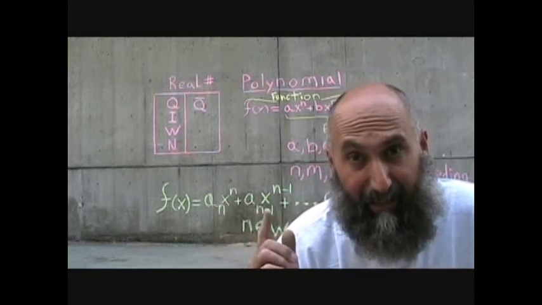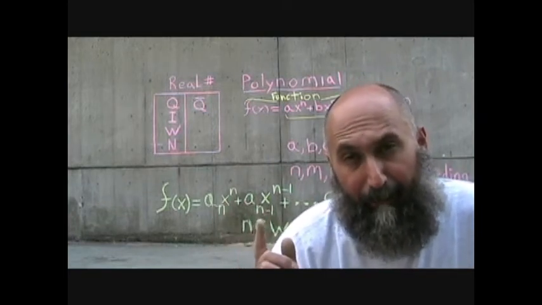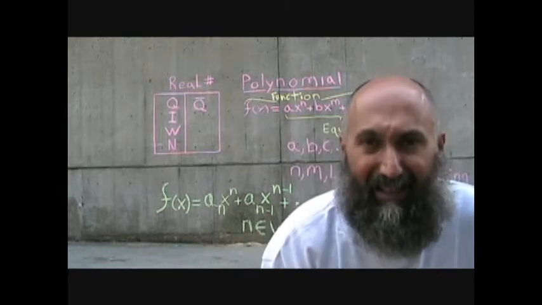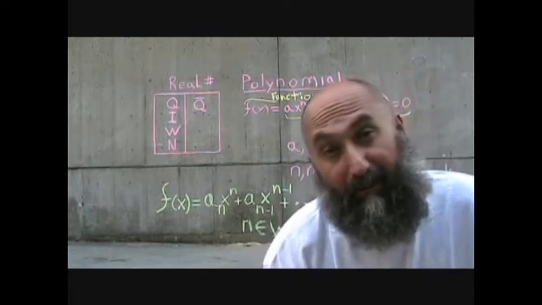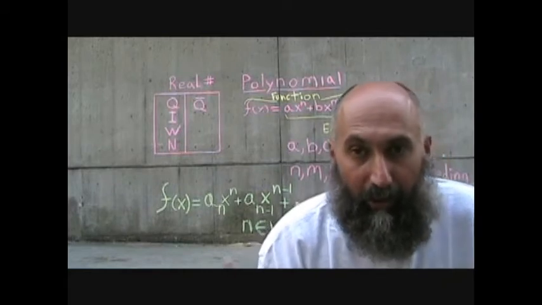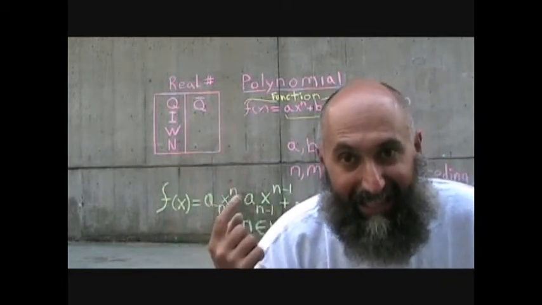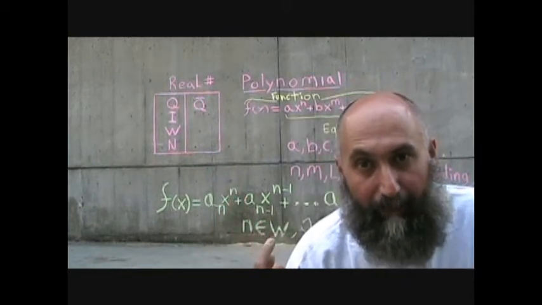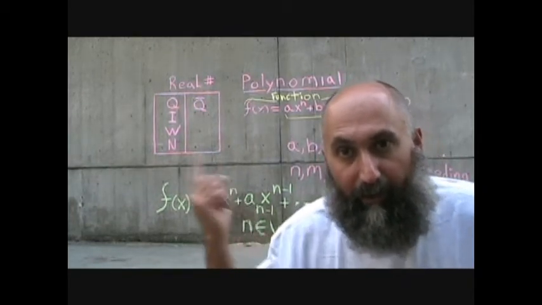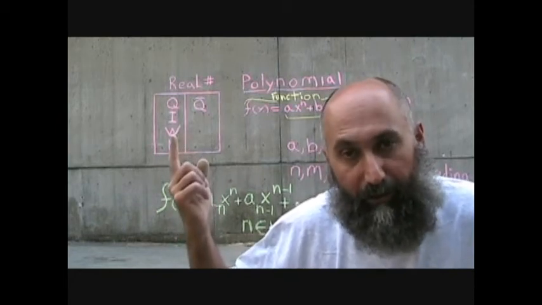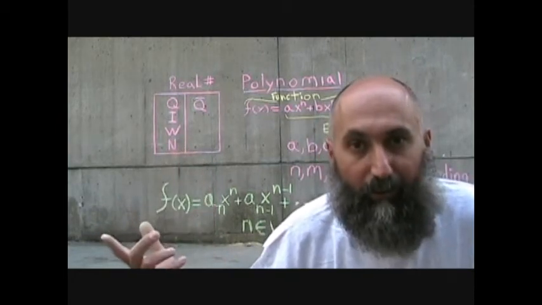And the a's, toggling the n minus 1, minus 2, minus 3, just mean the constants could be the same or could be different. So the a's could be anything from the real number set, and n has to be one of the whole numbers. It can only be a whole number, or positive integers if you want to think about it, but those are whole numbers, right?